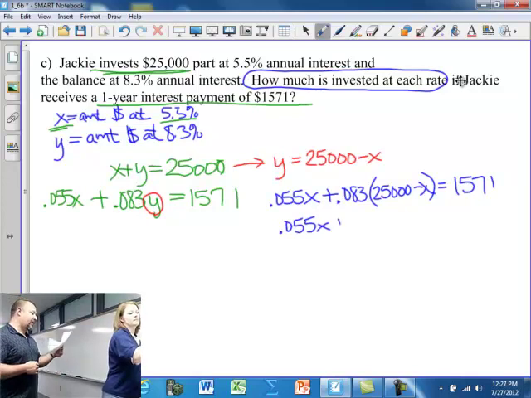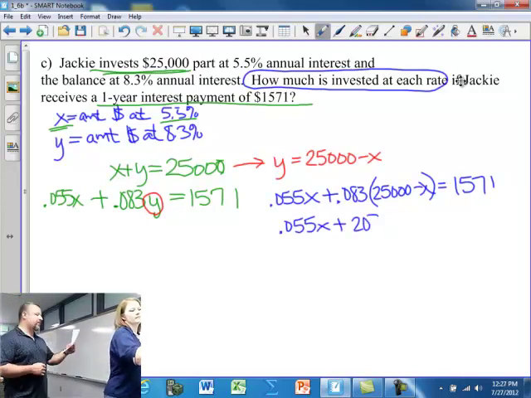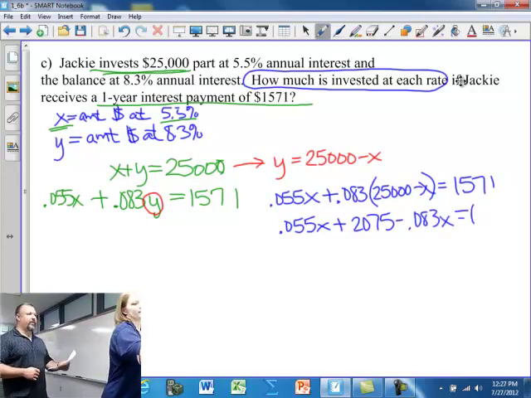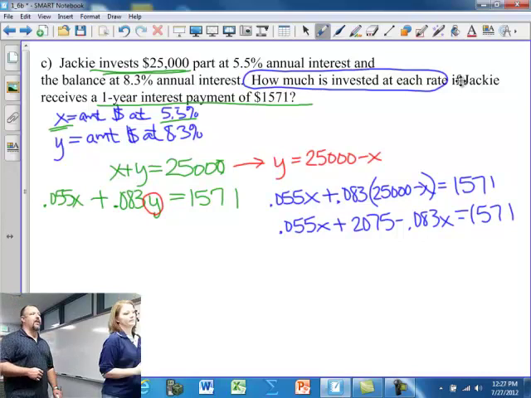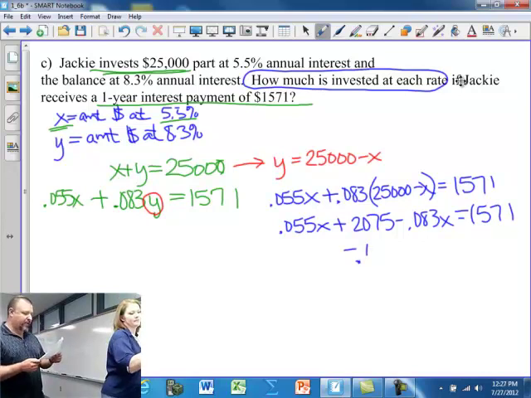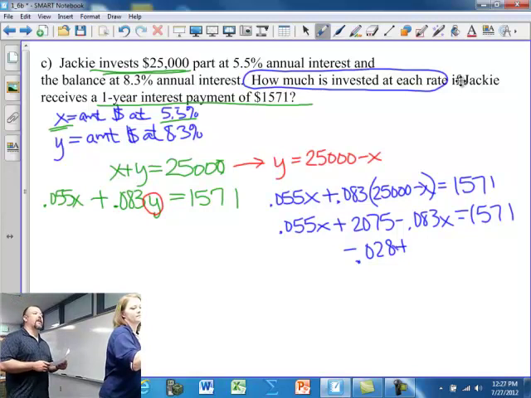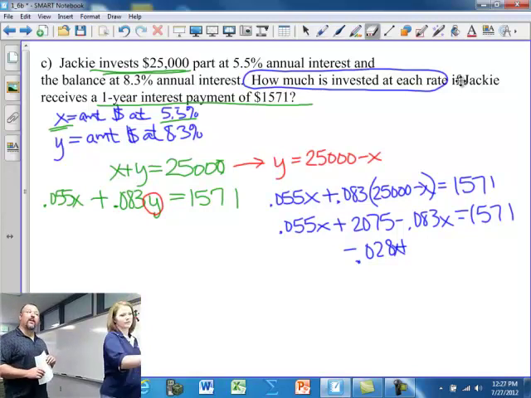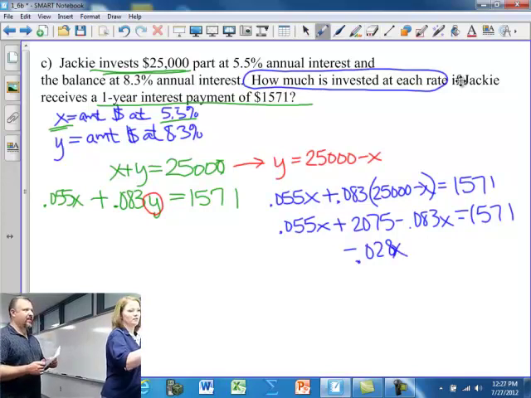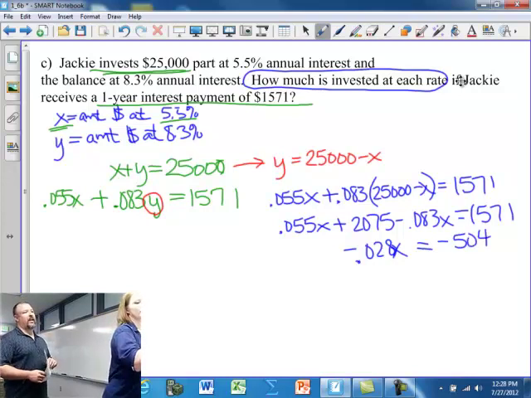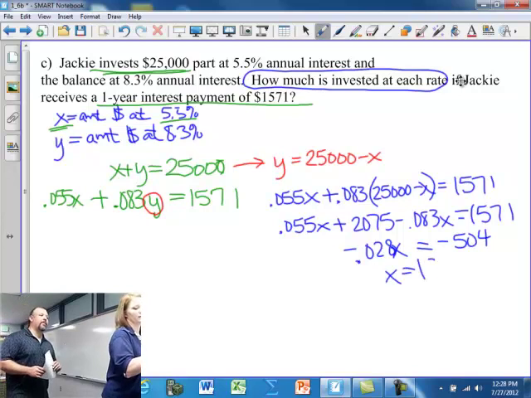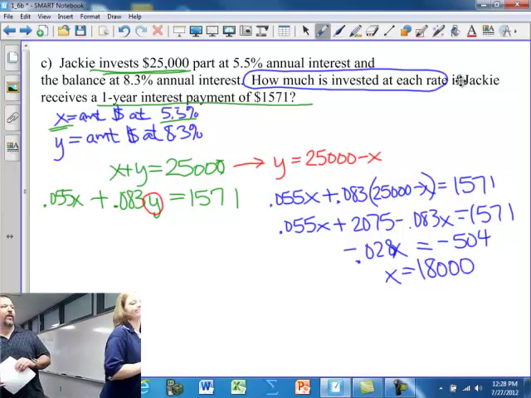Okay, so now we just do a little algebra. So distribute the 0.083, and you're going to get 2,075 minus 0.083x equals 1571. Combine your like terms on the left side, you end up with negative 0.028x. And if you subtract the 2,075 at the same time, you'd end up with, I lost my X. Hold on. Okay, what do I end up with? You end up with negative 504. Okay, and then we divide. And we get x equals 18,000.